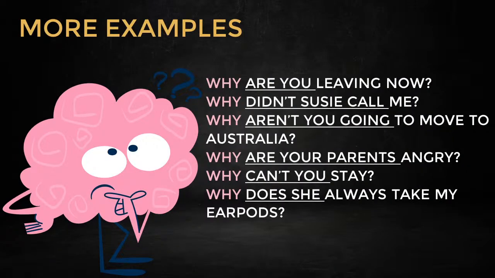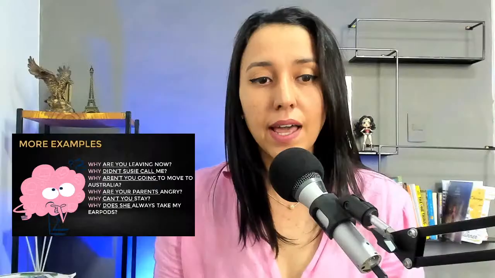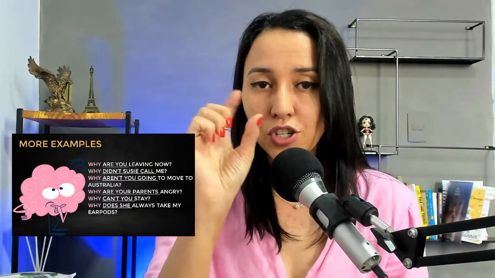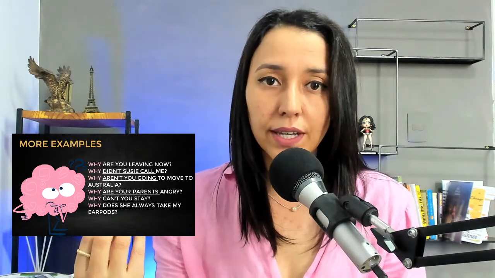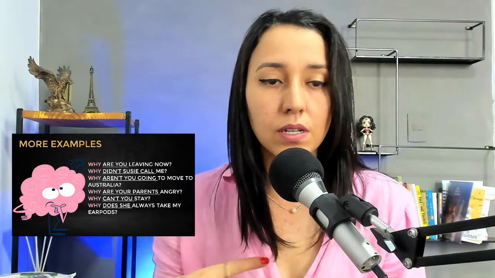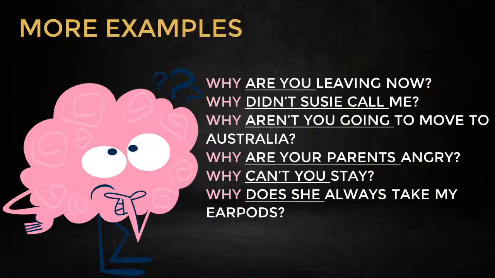Okay, why didn't Susie call? Call is the base form without to. Exception, verb to be. Okay, why does she always take my earpods? Why can't you stay? With modal verb can, I don't use do, I don't use does, I use can. So you see, I change the position. I use the auxiliary verb first, and then the subject, a pronoun or the name of a person or an object that becomes the subject. That's what we usually do in questions.